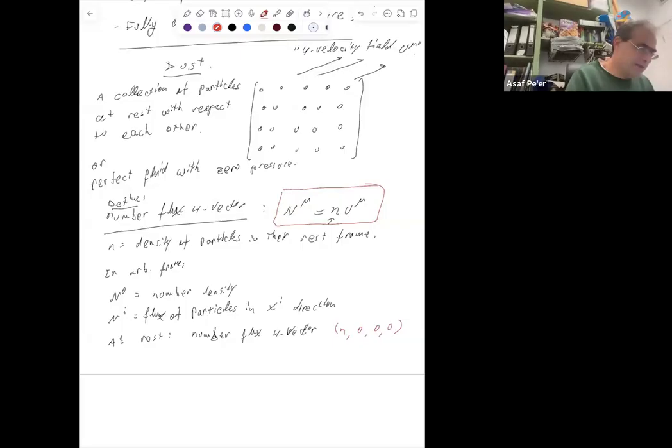Right? That's it. That's at rest. This is a frame in which they're all at rest. Now, of course, without loss of generality, I assume that all the particles have the same mass m, the particle mass.